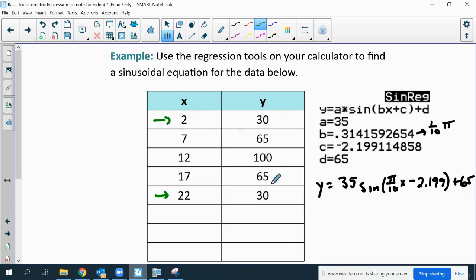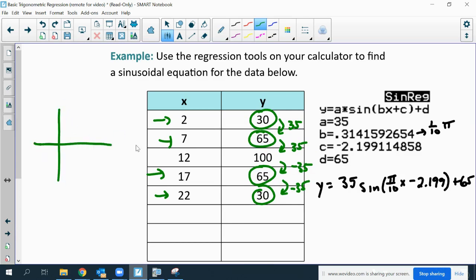Now, I want to think about this for a second because it appears that I have from 2 to 22 showing up as the same, and then 7 and 17 are showing up as the same values of y, and this is going up by 35, and then this is going down by 35. So if this is sinusoidal, then what's probably happening if I just did a quick graph, if this is 30, and up here is 100, 65 is right in the middle. This looks a whole lot like a negative cosine graph.